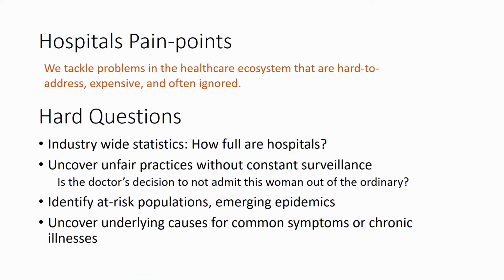And on a larger scale, we can potentially identify at-risk populations and emerging epidemics. If we can consider data at such a scale, then we will be able to identify outliers and things which would not take place were we just considering the data from one particular hospital. And this might also enable us to uncover underlying causes for certain symptoms which are very common and therefore might get lost on a smaller scale, or for chronic illnesses which maybe don't occur very frequently.